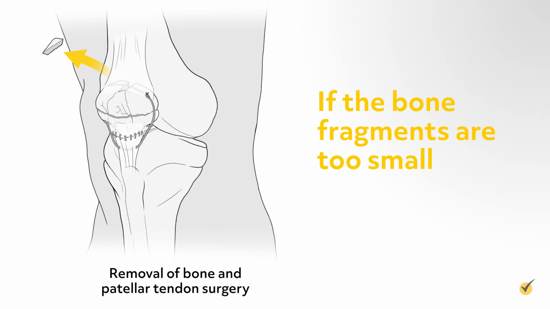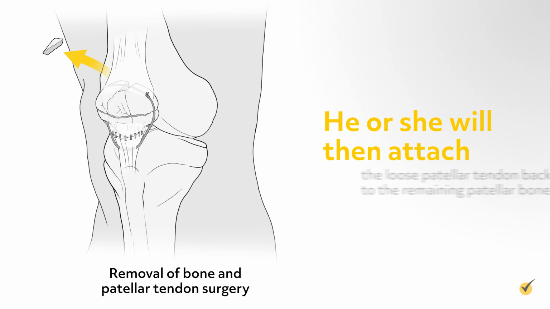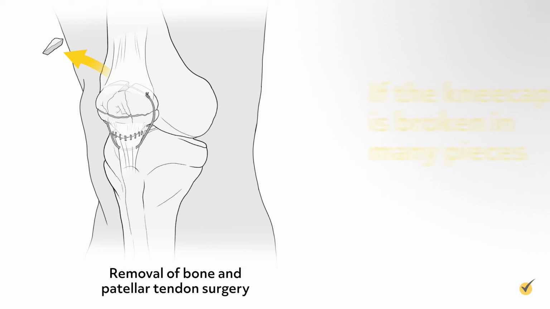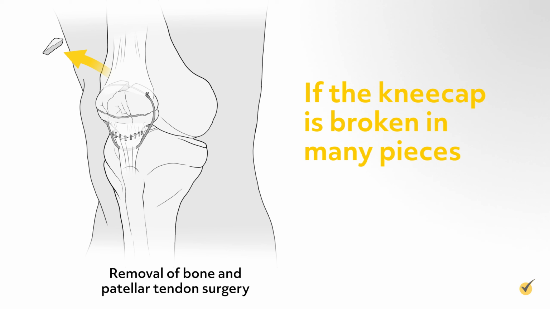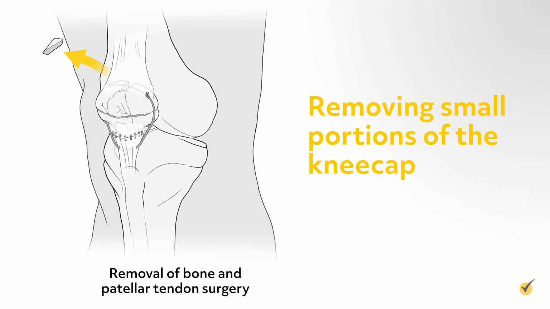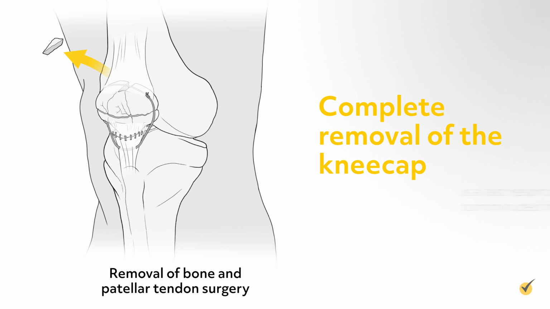If the bone fragments are too small to be fixed back into place, the orthopedic surgeon will remove them. He or she will then attach the loose patellar tendon back to the remaining patellar bone. If the kneecap is broken in many pieces at its center and the pieces are separated, the orthopedic surgeon may use a combination of wires and screws to fix it. Removing small portions of the kneecap that cannot be reconstructed may also have positive results. Complete removal of the kneecap is a last resort in treating a comminuted fracture.